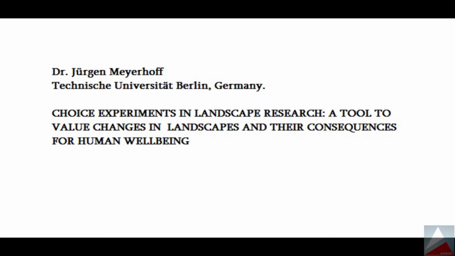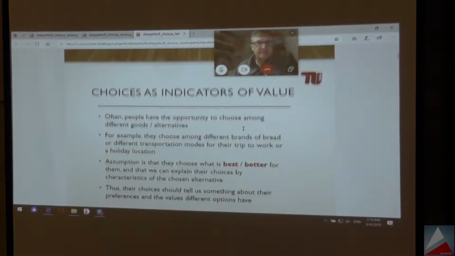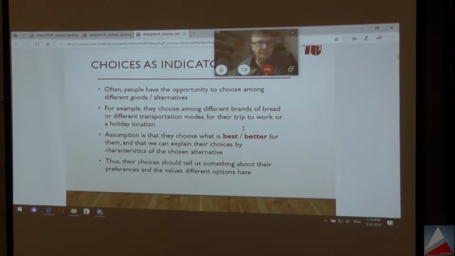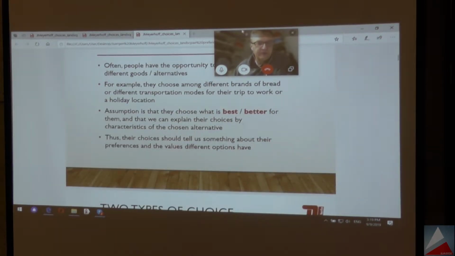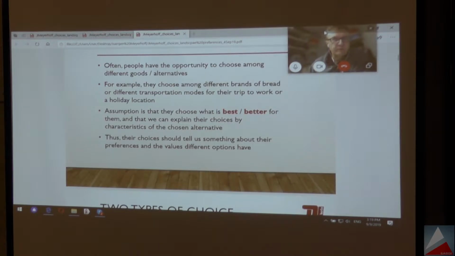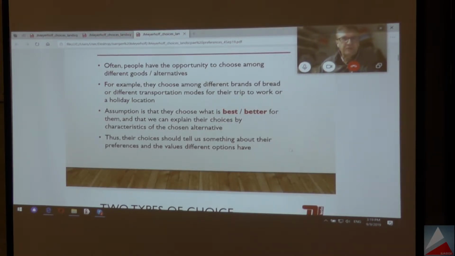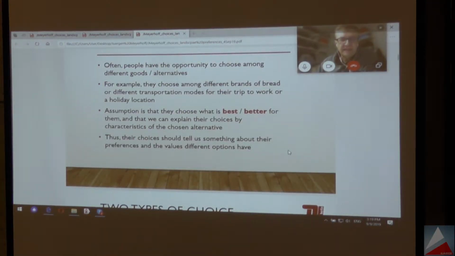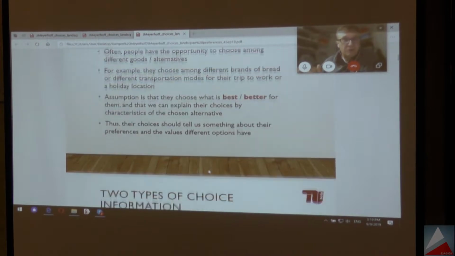What we can generally differentiate is between two types of choice information. The first one is so-called stated preferences, where we ask people directly which they would prefer. The second one is that we can also observe people's choices, for example, in a landscape when they go to a certain place, and that's what we call revealed preferences.